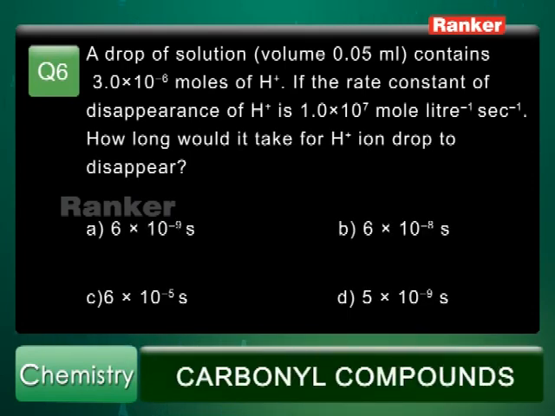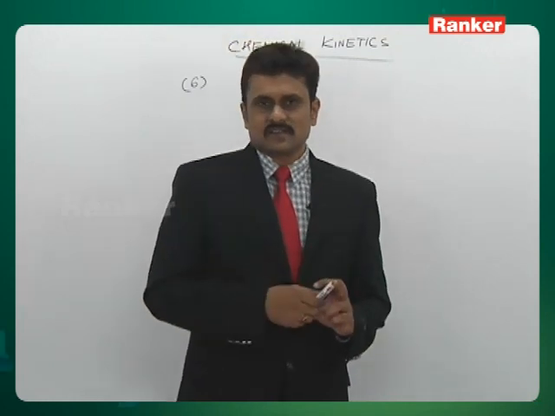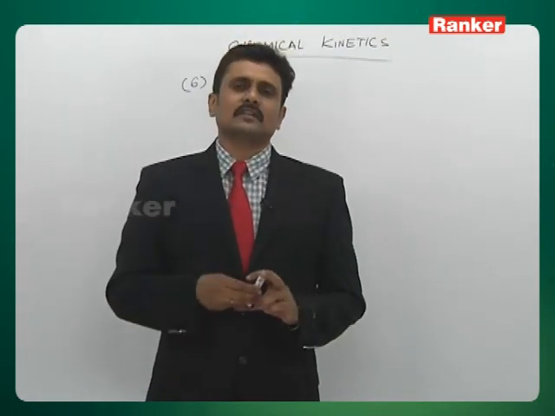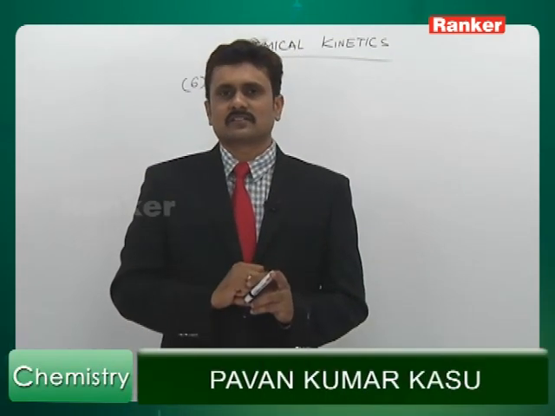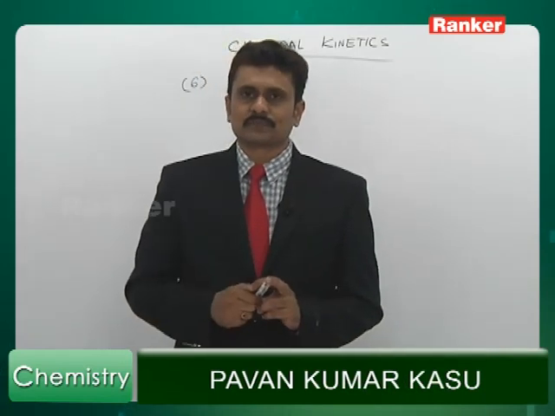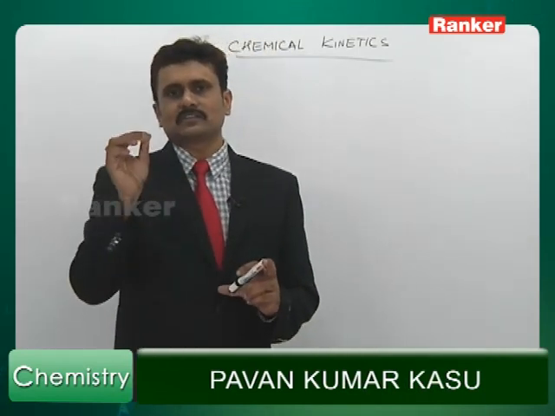We have a drop of solution whose volume is 0.05 ml, which contains 3 into 10 to the power minus 6 mole of H plus. If the rate constant of disappearance of H plus is 1 into 10 to the power 7 mole per liter per second, it is asked to find how long would it take for the H plus ion drop to disappear. In this question, please do not use any kinetic equation to solve this. You can get the answer by looking at the units of K.